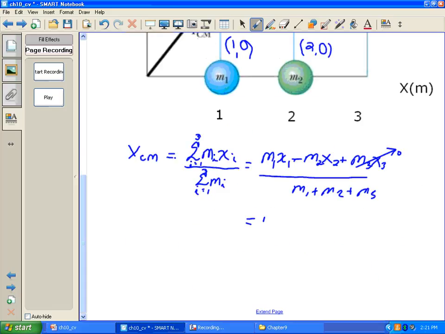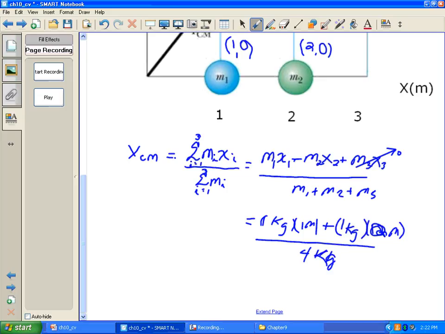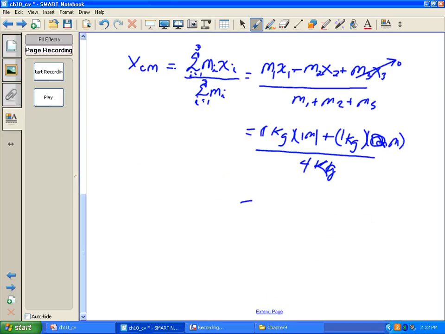We are told that M1 is 1 kilogram, and we know its position is 1 meter, plus M2 is 1 kilogram. Its position is 2 meters, divided by the sum of the masses. 1 plus 1 plus 2 is 4 kilograms. The unit kilogram is going to cancel here. Let's just extend the page. And so we are left with X center of mass equals 3/4 of a meter.